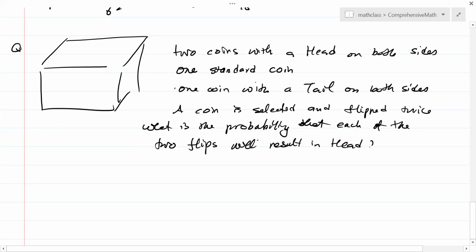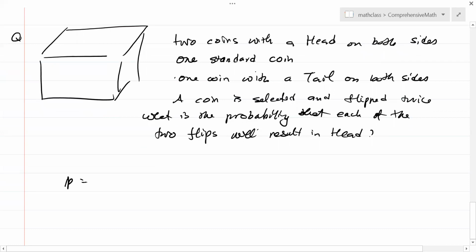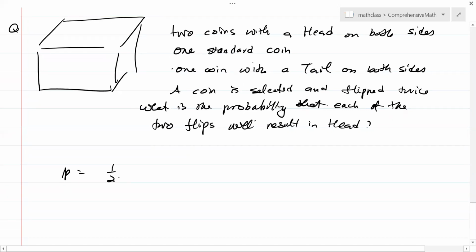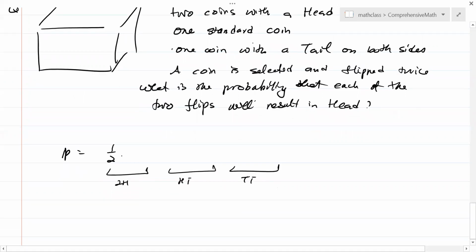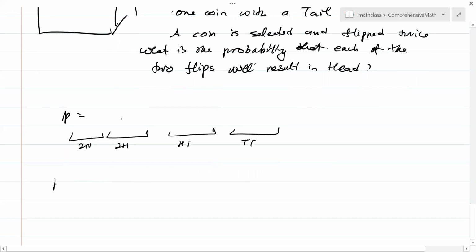So that's four coins. The chance that you pick up a given one each time is random, right? So you apply the addition rule first. There are actually three groups here: two heads, double heads, then a head and a tail, then tail and tail. Okay, there are four coins there, two of them double heads.